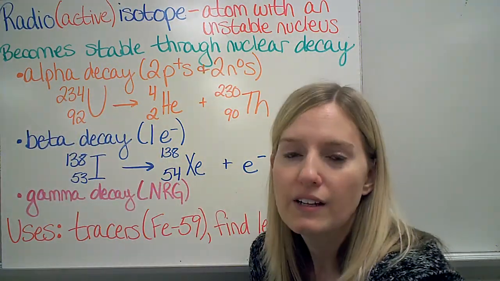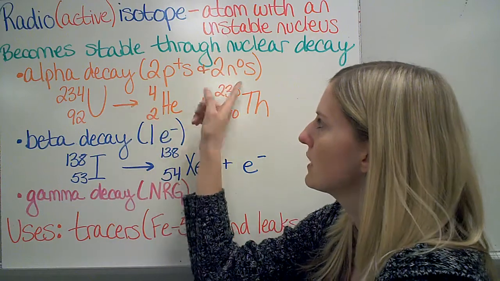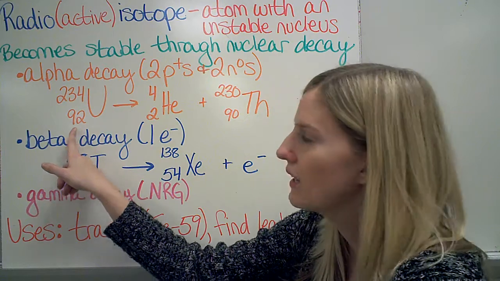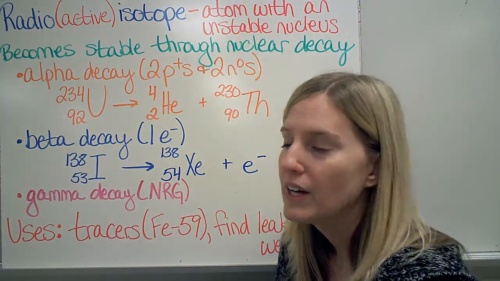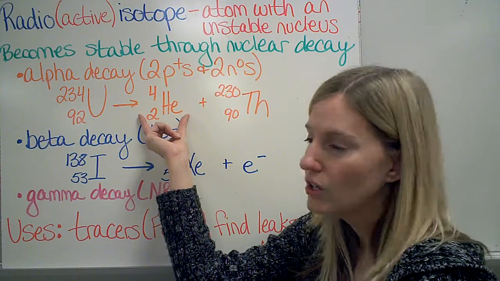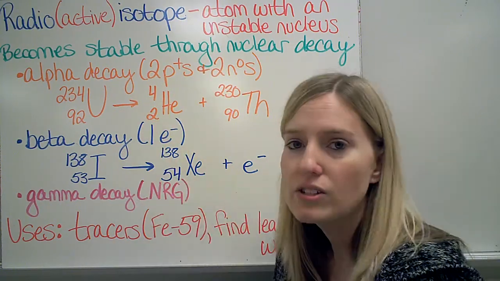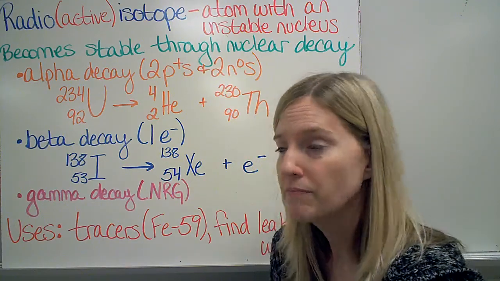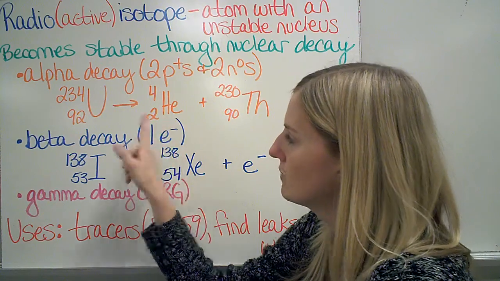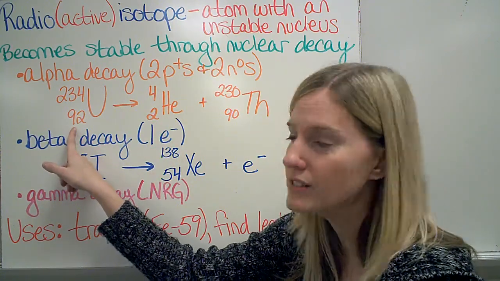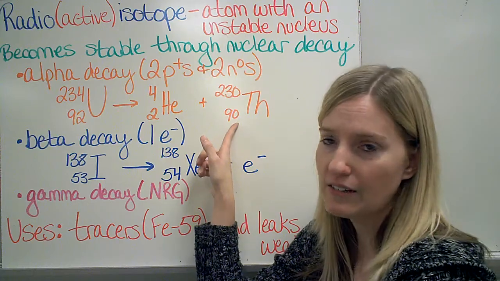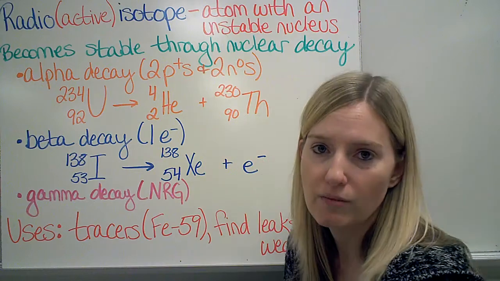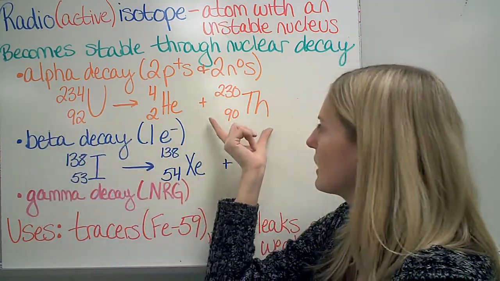Alpha decay is when that atom releases 2 protons and 2 neutrons. So here's an example. Uranium has an atomic number of 92 and a mass number of 234. If it releases an alpha particle, which is 2 protons plus 2 neutrons, which would give us a mass number of 4, which is really just a helium atom. If we release that alpha particle, my atomic number has decreased by 2 to give us 90. And the element that goes with the atomic number 90 is thorium. So uranium is becoming thorium.